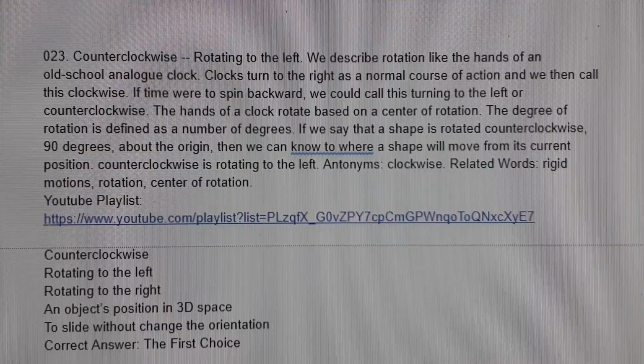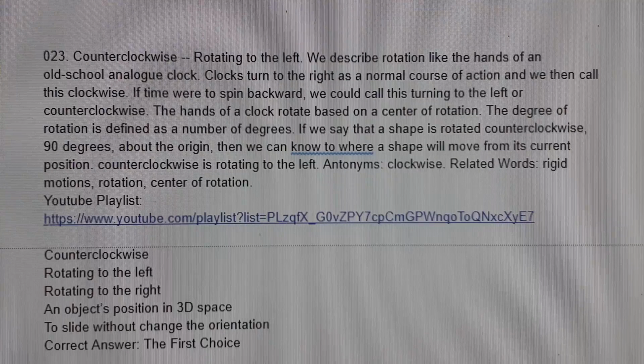The hands of a clock rotate based on a center of rotation. The degree of rotation is defined as a number of degrees. If we say that a shape is rotated counterclockwise 90 degrees about the origin, then we can know to where a shape will move from its current position.